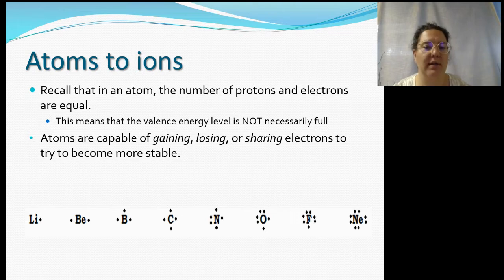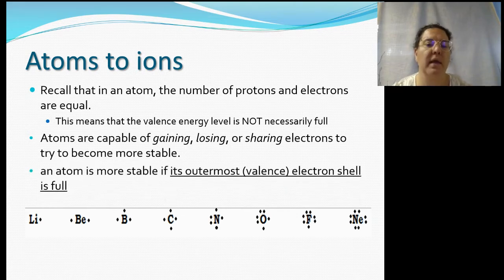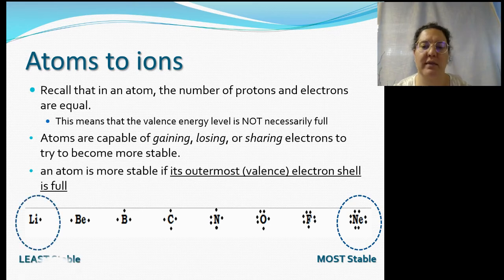So when we are recalling that the number of protons and electrons are equal, meaning that our element has a neutral charge, this means that the valence energy levels are not always necessarily full. So the atoms are capable of gaining, losing, or sharing electrons to try and become more stable. And an atom is most stable if its outermost valence electron shell is full. So neon is going to be the most stable element, where both lithium and fluorine, incidentally, are going to be the least stable elements, because fluorine needs 1 electron and lithium wants to get rid of 1 electron. Because they're closest to being full or empty, they're going to be the least stable elements.